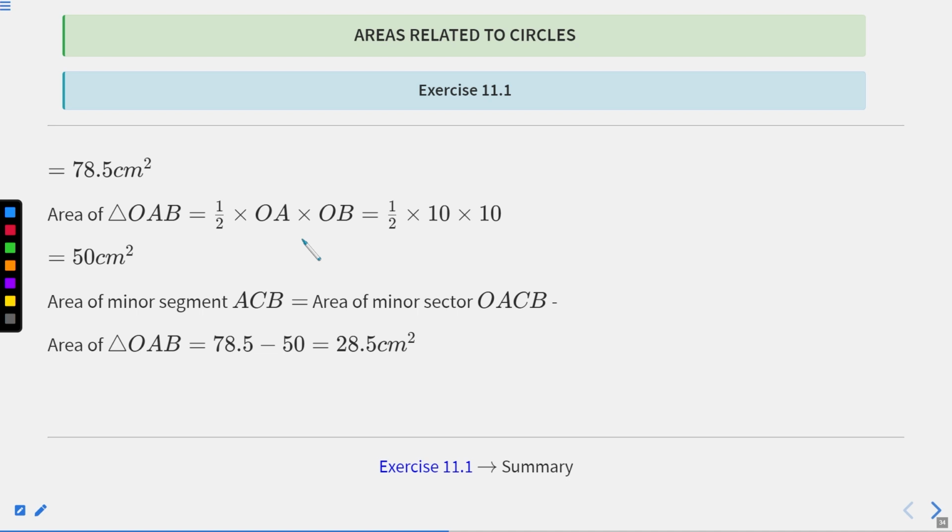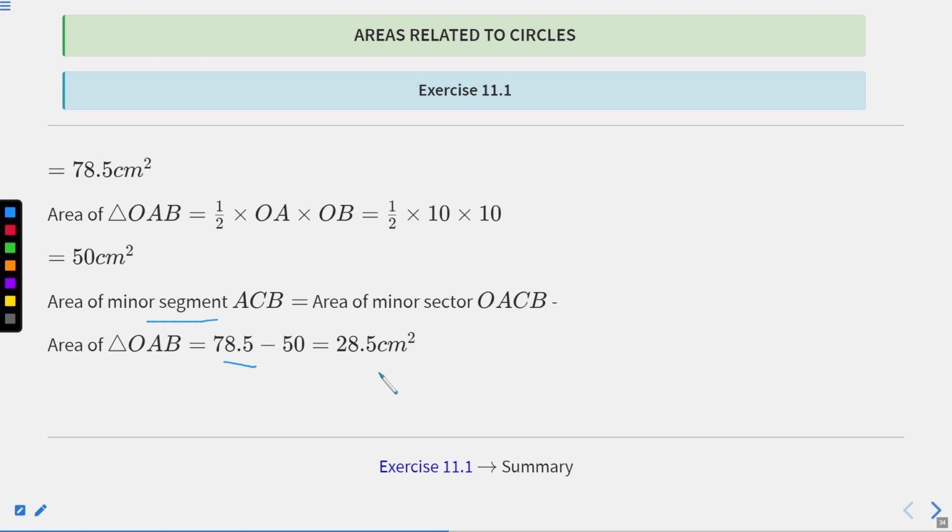Now the area of minor segment ACB is equal to the area of minor sector OACB minus the area of triangle OAB. We found the area of minor sector OACB is equal to 78.5 centimeter square, and the area of triangle OAB is equal to 50 centimeter square. So this is equal to 78.5 minus 50, that is equal to 28.5 centimeter square. So the area of minor segment ACB is equal to 28.5 centimeter square.